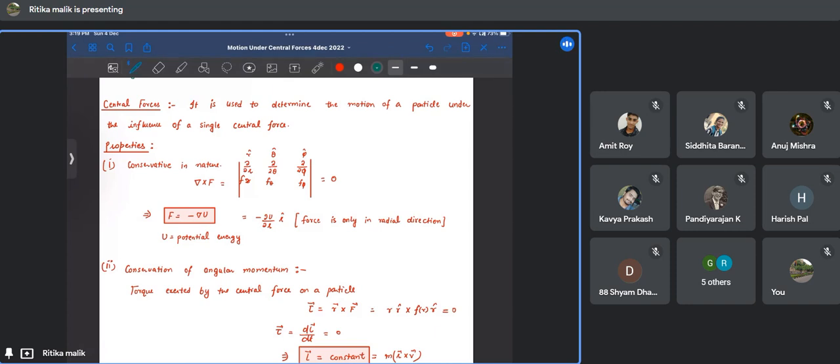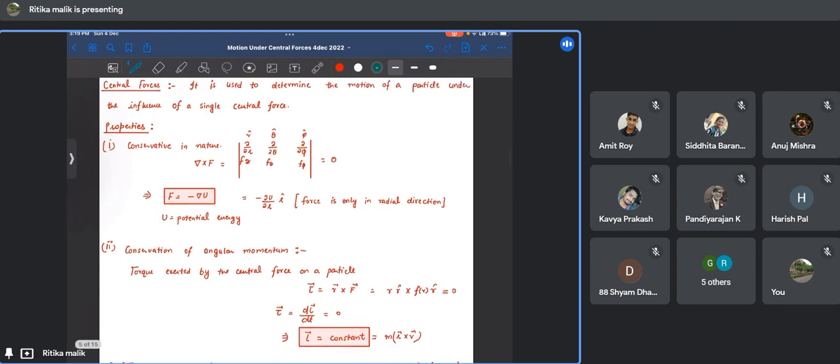Now let's come back to our central forces, and we already know that we wanted to see how the motion of a particle is going to change in the presence of the central force. And there are certain properties of these forces. One is that it is conservative in nature. For example, if you calculate the curl of these forces, it is going to be zero since it has only the r cap part. There is no theta, there is no phi. And we already know that whenever we have a vector quantity whose curl is zero, we can always write it in terms of the gradient of some scalar quantity. And this scalar quantity here is the potential energy.